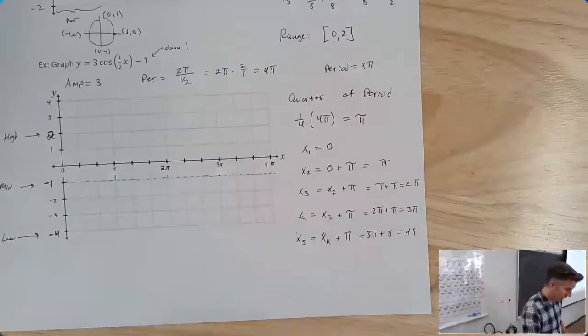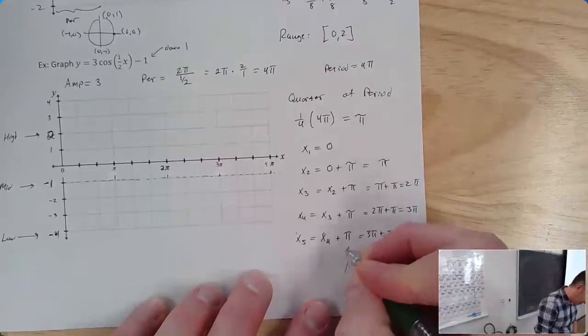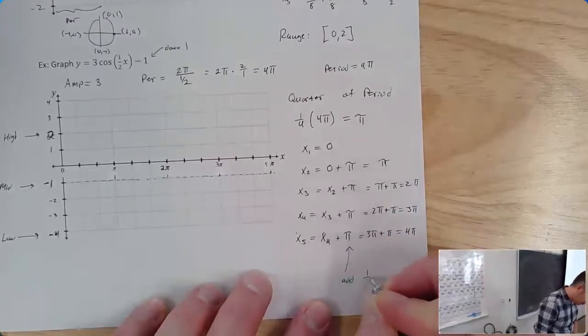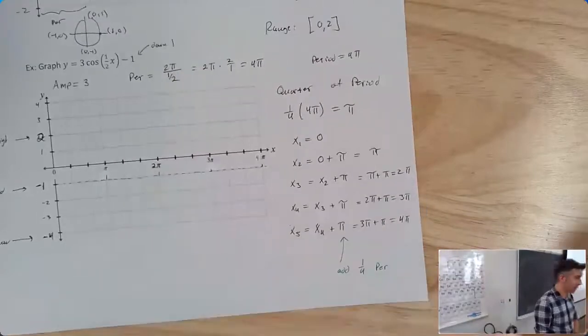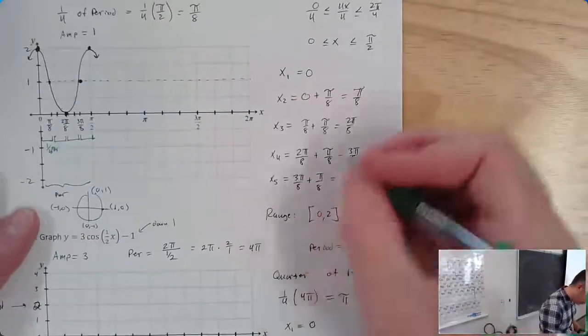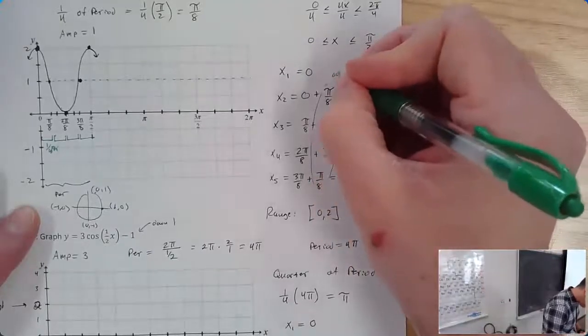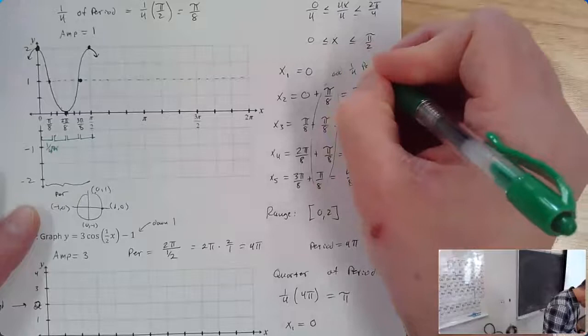I want to stress each time to get the next point, we're just adding 1/4 of your period to get to the next important point. We did up here as well. We added, right? Each of these were just adding 1/4 of your period.